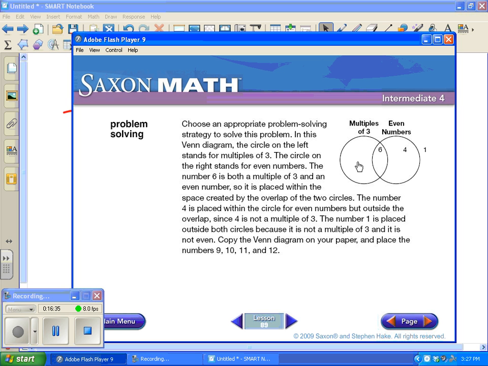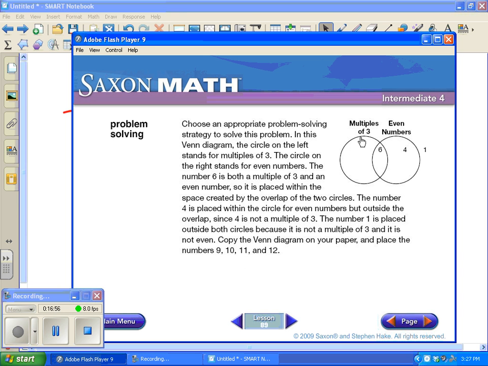Okay. Now let's look at 10. Is it a multiple of 3? 3, 6, 9, 12, 15, 18. Nope, didn't say 10 when I counted by threes. It's not a multiple of 3. Is 10 even? Yes. So it's going to go in the same section with 4.